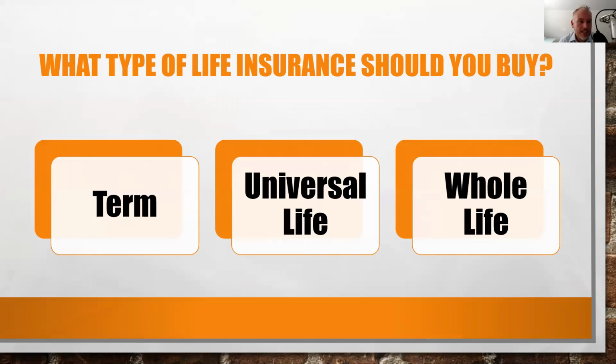Okay, next question. What type of life insurance should you buy? Well, you've got three options: term insurance, universal life, and whole life. With term insurance, you generally are buying a 10-year term contract or a 20-year term contract. With universal life and whole life, you're buying a contract that's going to last to age 100. And because of that, it is substantially more expensive.